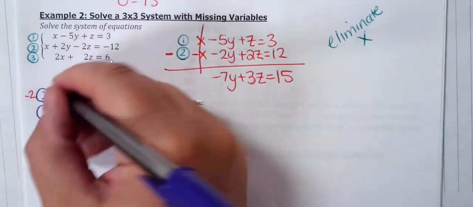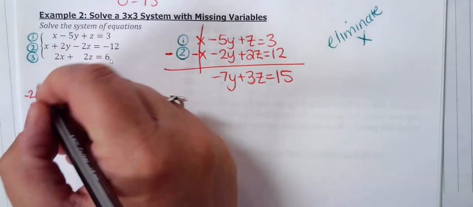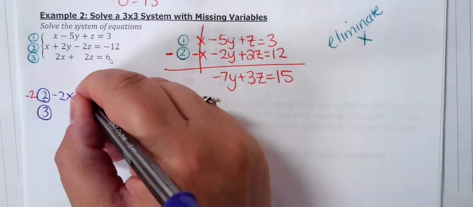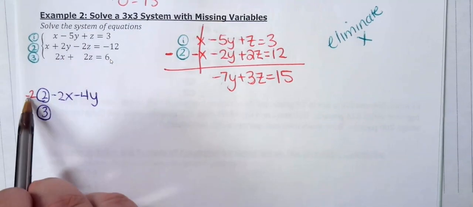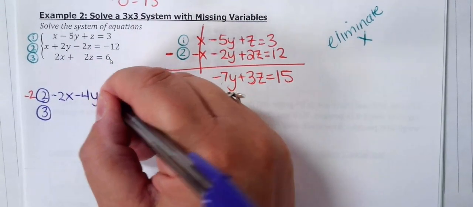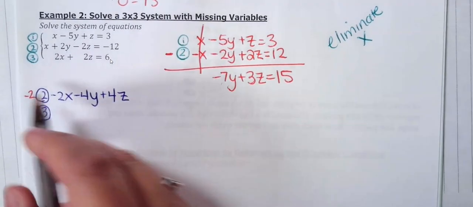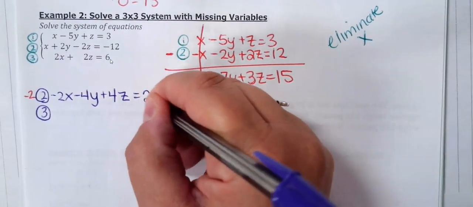So that would become negative 2x. Now, negative 2 times that 2y is going to be negative 4y. Be careful here, negative times a negative. So negative 2 times that negative 2z is going to be plus 4z. And then negative 2 times 12 is going to give you 24.